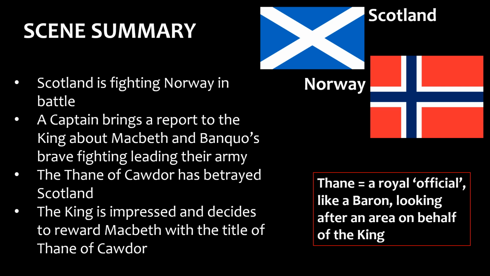The king is really impressed with the work that Macbeth and Banquo have done, particularly Macbeth, and he decides to reward Macbeth with the title Thane of Cawdor. The old one will be executed and the new one will be rewarded. So that's a bit of a summary of what goes on in this scene. Let's move on and actually start in a moment.